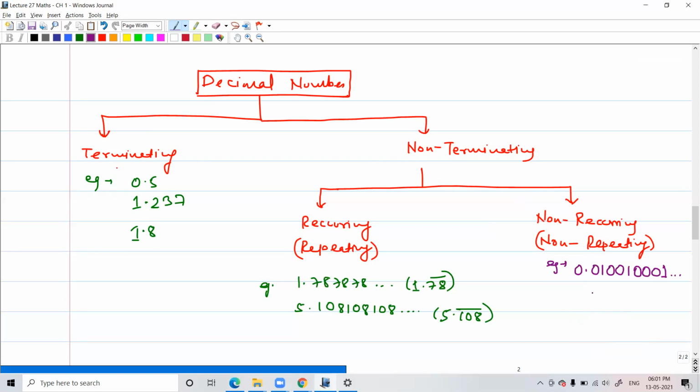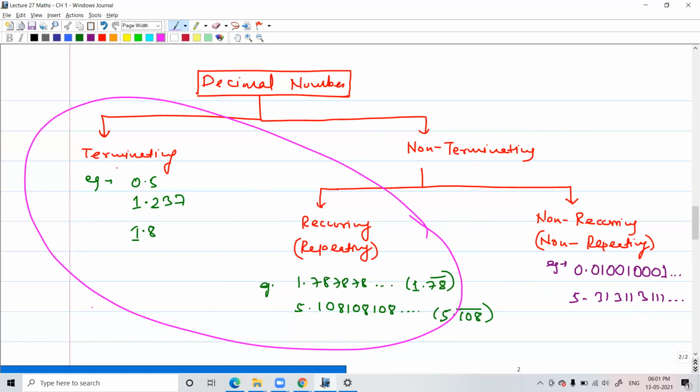Yes, sir. Okay. Same way, I can write more examples. I can write 5.31, 311, 3111, and so on, and more examples like that. So everyone understands that now? Decimal numbers can be of terminating or non-terminating type. Non-terminating itself can be of two types: non-terminating recurring and non-terminating non-recurring.